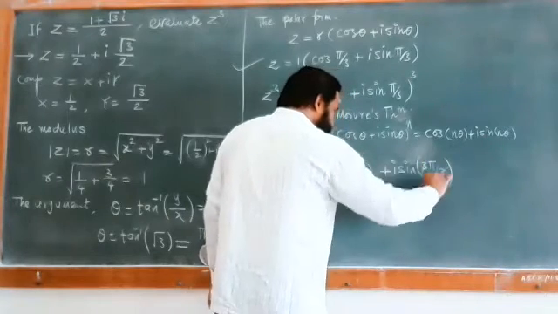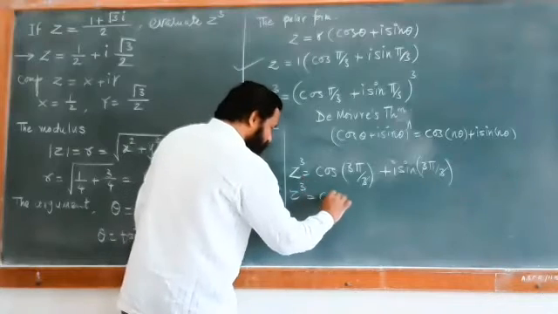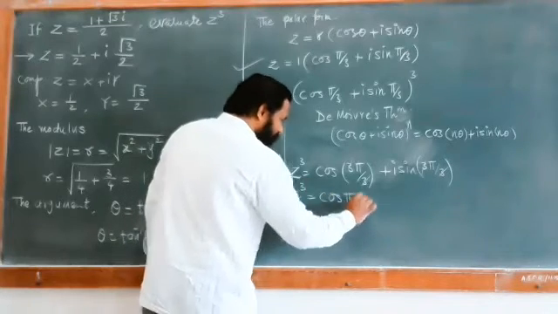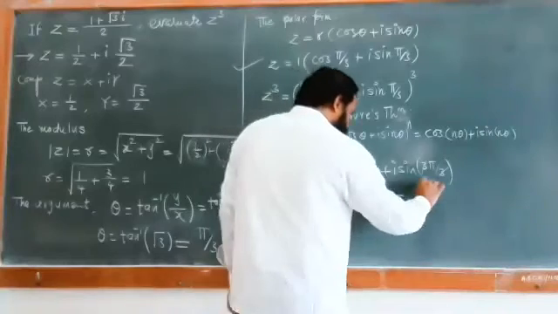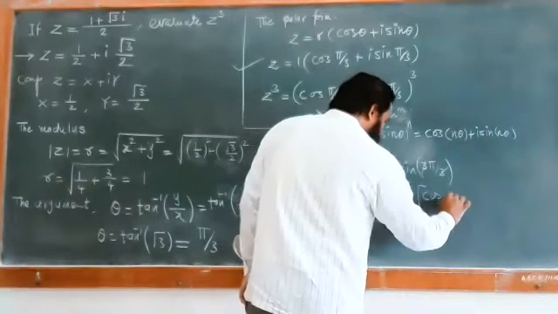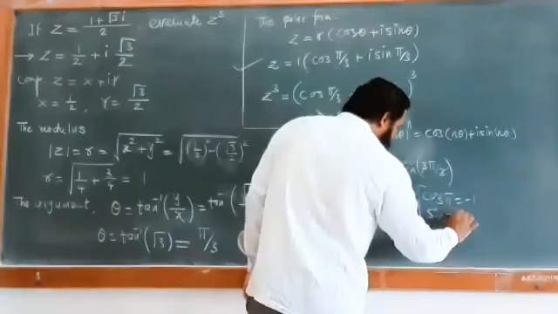So this 3 will get cancelled out, and what is your value? z cube is equal to cos of pi plus i sin of pi. But we know that the value of cos pi is equal to -1 and sin of pi is equal to 0.